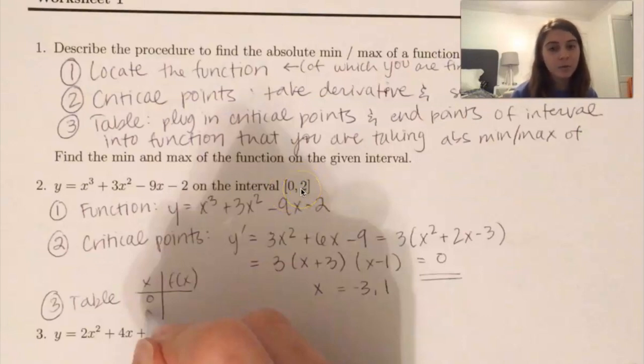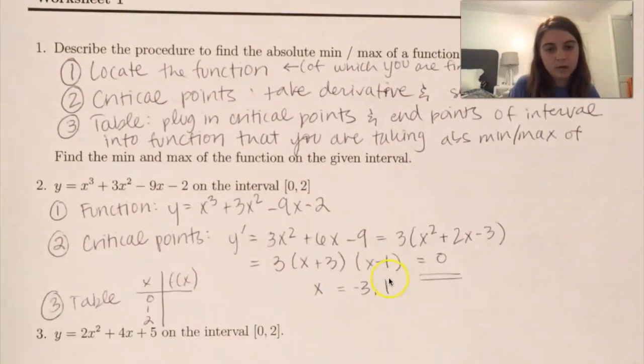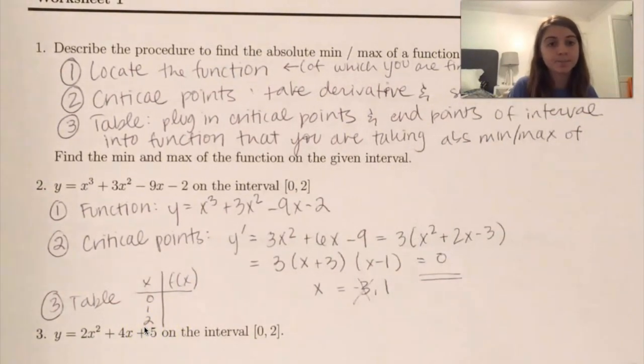If you have critical points that don't fit within that interval, we're going to completely ignore them because we are finding the absolute min and max of a function in the given interval. So it doesn't really matter if there's a bigger maximum outside. Like, let's say -3 happens to have a bigger maximum. That's irrelevant because the question is asking for only between 0 and 2. So we're just going to ignore -3. So we'll have 0, and then 1, and then 2. Make sure you include both critical points and endpoints.